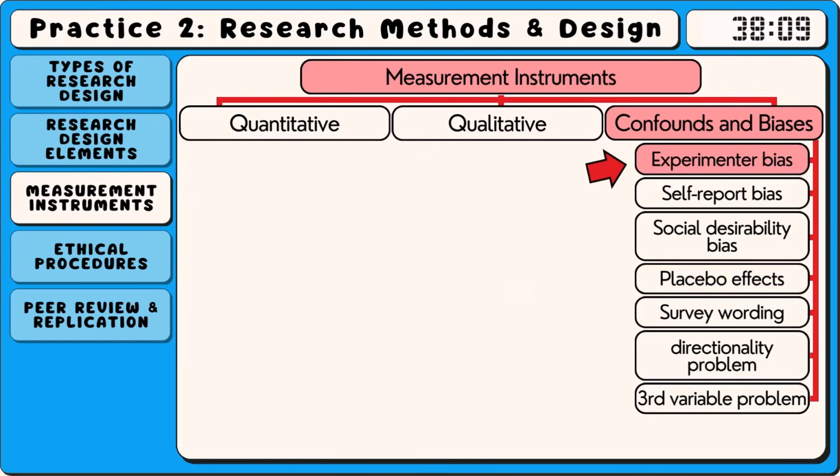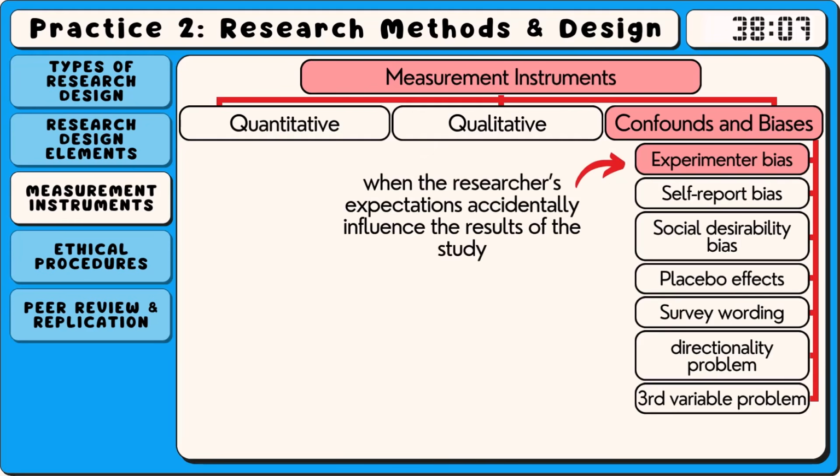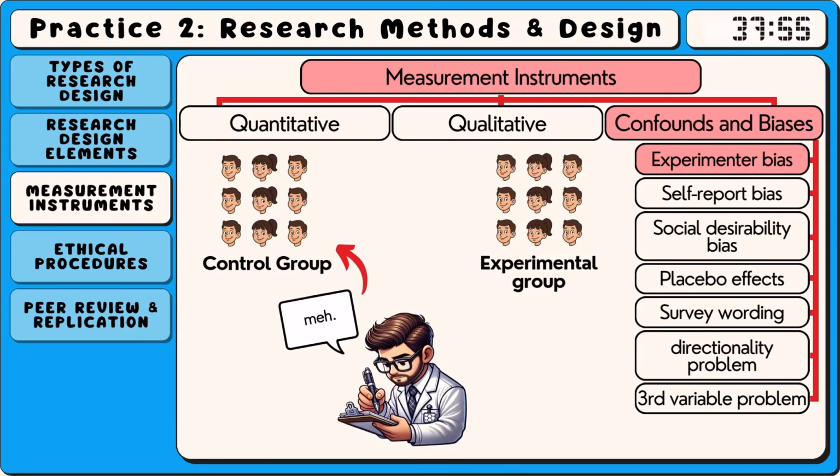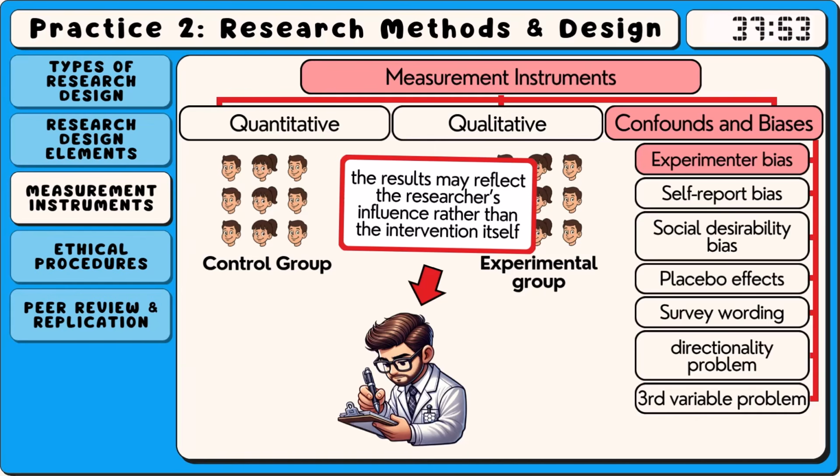Okay, so let's start with experimenter bias. This is when the researcher's expectations accidentally influence the results of the study. For example, a researcher might unconsciously give more attention and encouragement to the experimental group and not the control group. Because of this, the results may reflect the researcher's influence rather than the intervention itself.